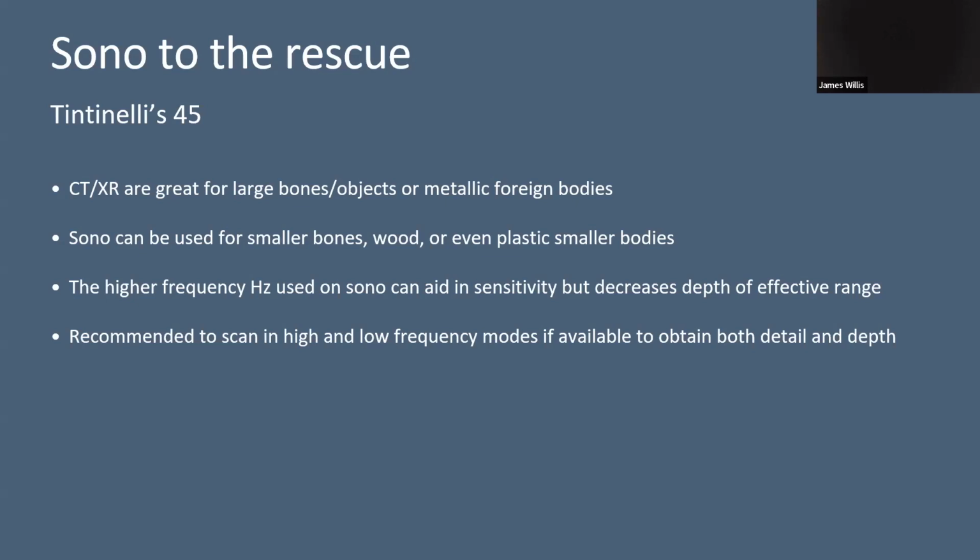The lower frequency will dive down deeper into the tissue, but have less of the fine detail that we have with the higher hertz. This obviously is not the case for everyone, but if we have a Sano machine available with a high hertz and a low hertz option, it's actually recommended to use both, to use the high hertz first and the low hertz second, so you can be sensitive and also get a bigger look into the deeper tissue. It's recommended for more of a detailed view.